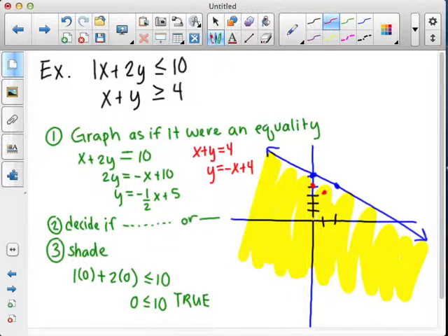And now I have to decide if it's dotted or solid. Well, it's going to be solid again because it's an or equal to. So I connect. Ooh, kind of a bad connect, but there we go. And now I'm going to do my test point to decide where I have to shade. So I'm going to pick 0, 0 again because it's not on the line. So 0 plus 0 is greater than or equal to 4. 0 is greater than or equal to 4. This is false.